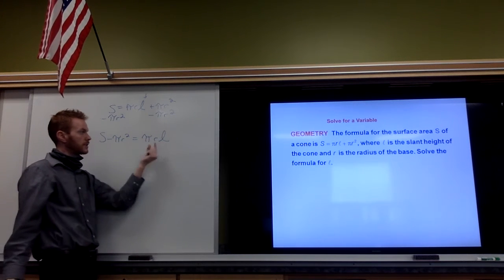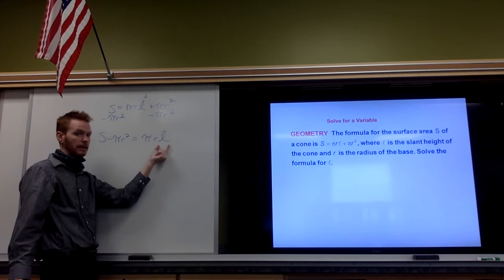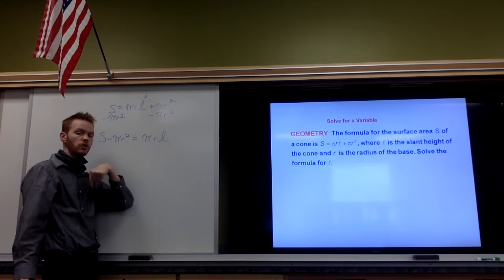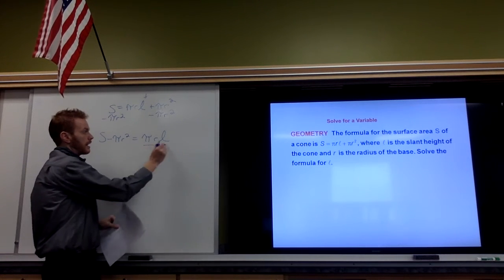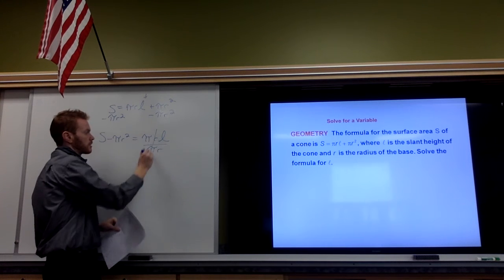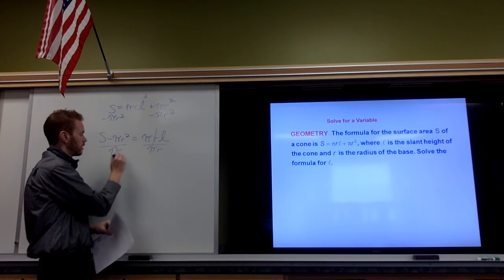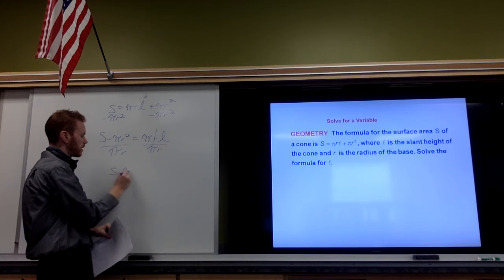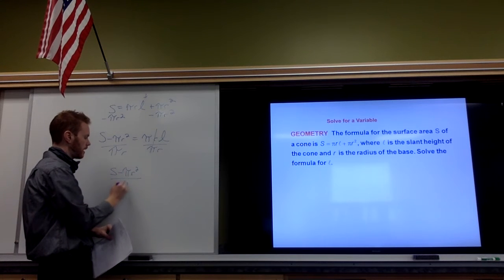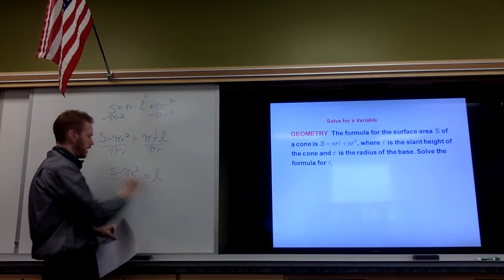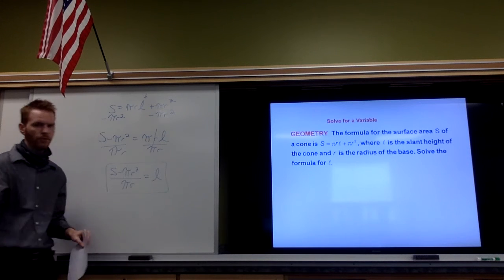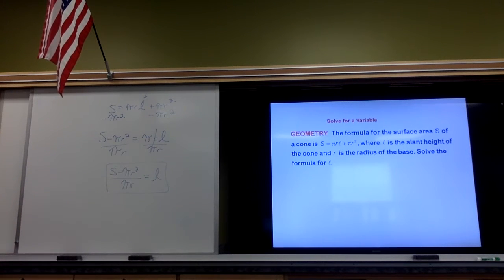To get L by itself, it's being multiplied by pi times the radius. So to undo multiplication, we divide. So I'm going to divide both sides by pi times r. So surface area minus pi r squared divided by pi r equals L. Okay, there's my final answer for you.